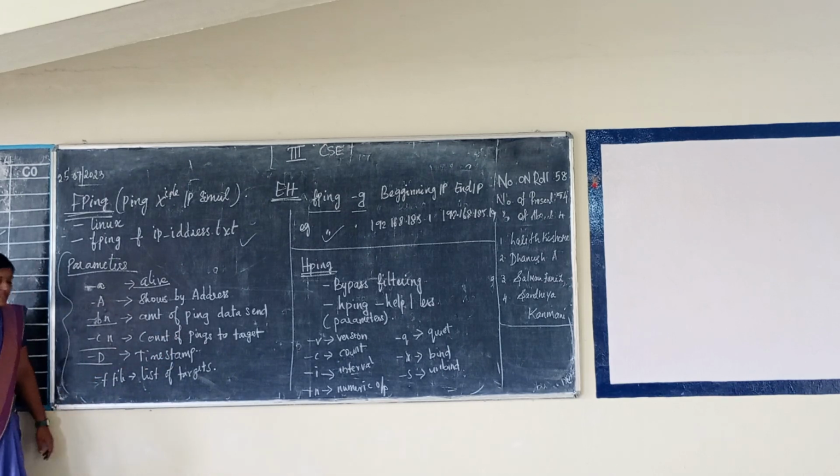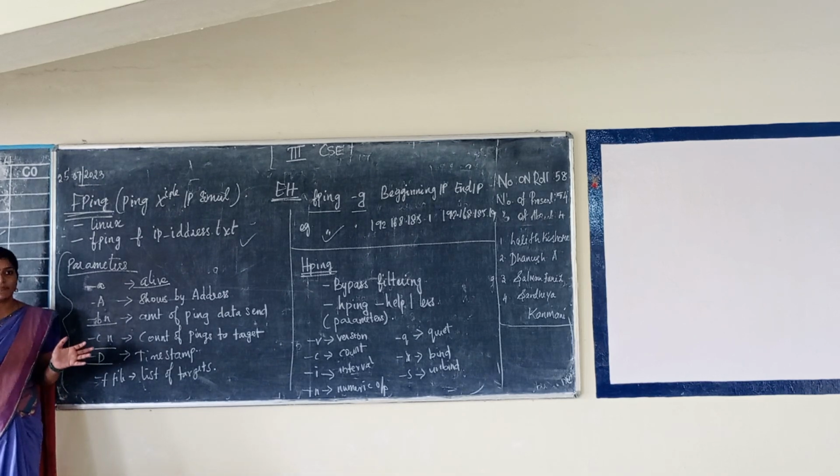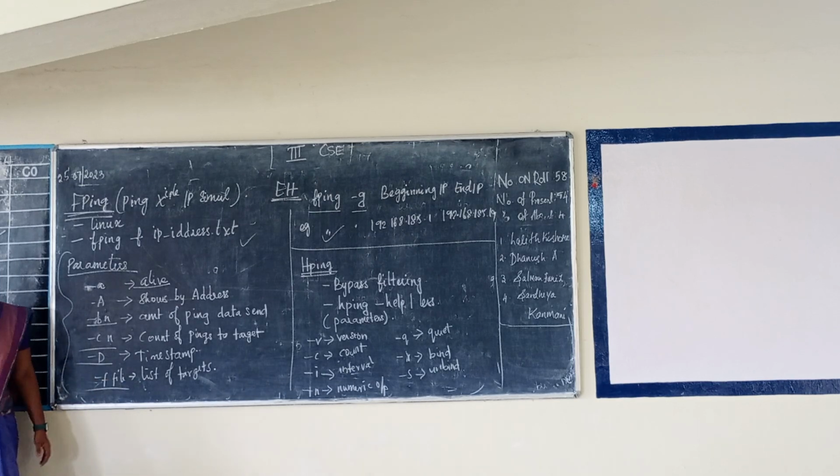And capital T is timestamp. What timestamp? Session timestamp for a particular ping speed. Then F is for file, uploading a file of IP addresses. So likewise we have lots of parameters available in the regular ping tool.